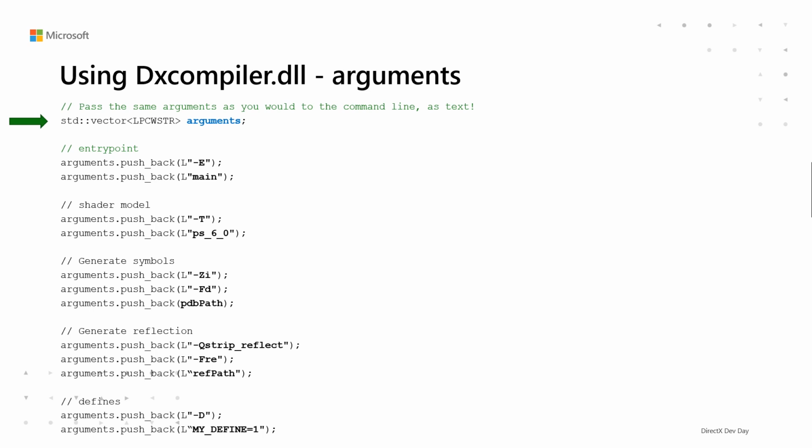Next, we're asking the compiler to please not embed reflection in the output shader object and to save it out to an external file called refpath with -Fre. Lastly, just for fun, we're doing a define as an example. -D is how you send the compiler a define, and in this example, MY_DEFINE equals 1.